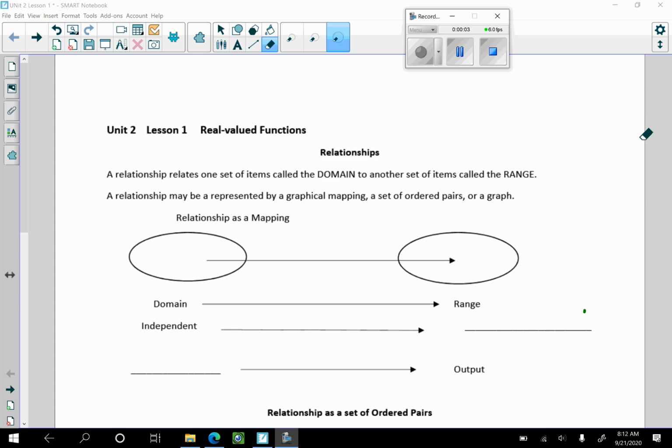Okay, so we're going to do Unit 2, Lesson 1, Real Valued Functions. A function is a special type of relationship. We certainly talked about functions last year in Algebra 2. Calculus actually is the study of the 4 major operations on functions. We'll get more to that later on.